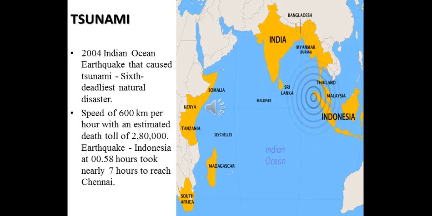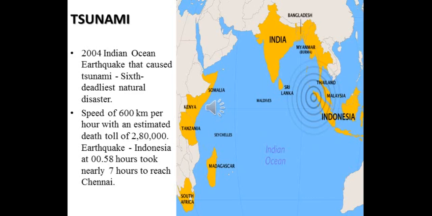How did it happen? There was an earthquake in the Indian Ocean, near Indonesia, in which the Richter scale was measured above 9. Above 9 is very bad. From there the tsunami waves began and reached India only after 7 hours. The earthquake in Indonesia occurred at midnight.